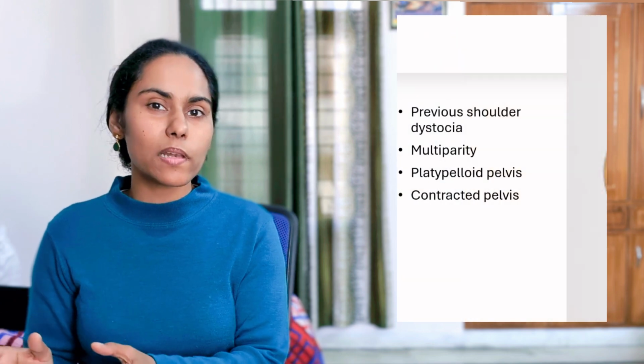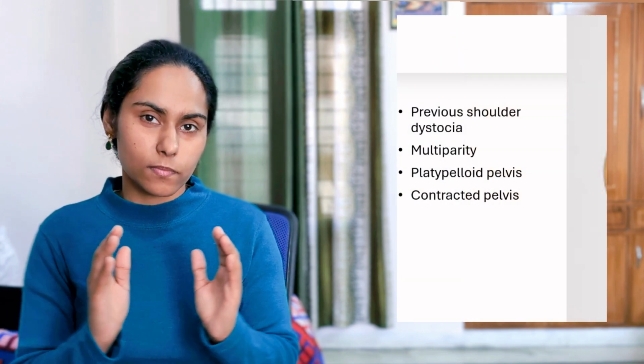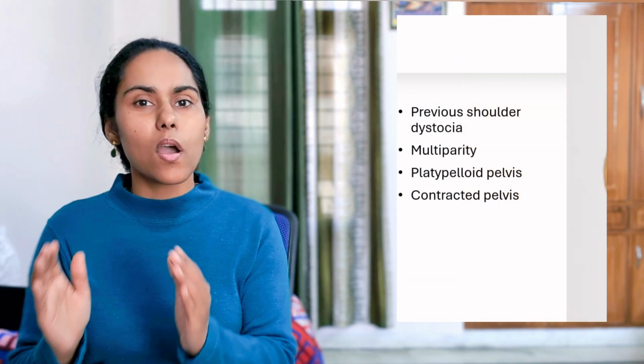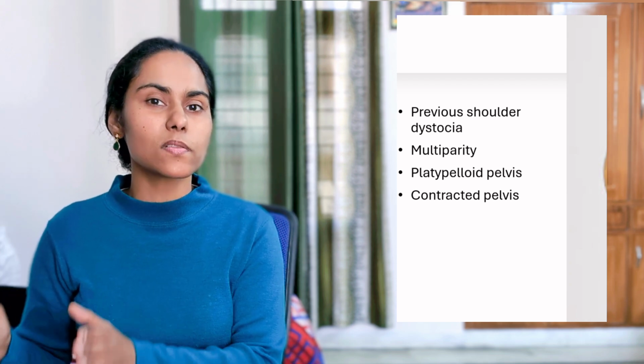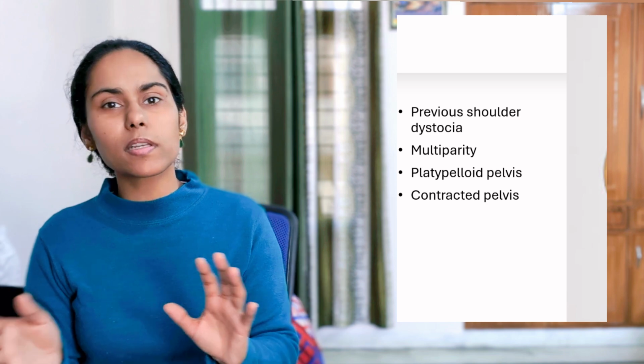And the other way if we look at it is there is a big fetus, or there is some issue with the pelvis. So the issue with the pelvis, you can say the woman is of short stature, or she has a contracted pelvis, or a flat pelvis, which we call a platypelloid pelvis. So somewhere there is a disproportion between the baby size and the pelvis, which is basically responsible for the shoulder dystocia.